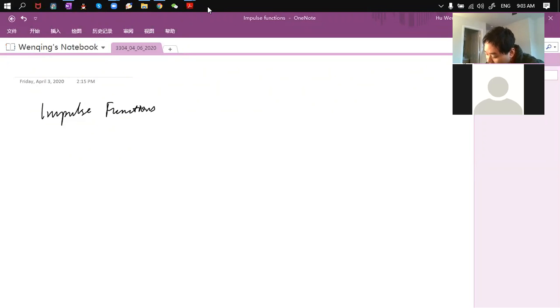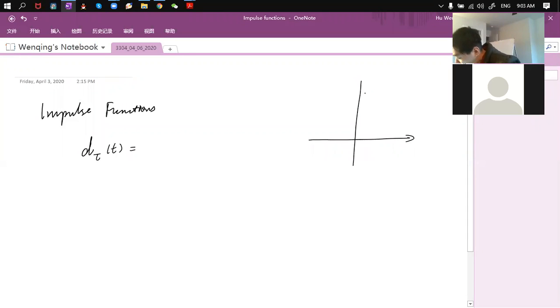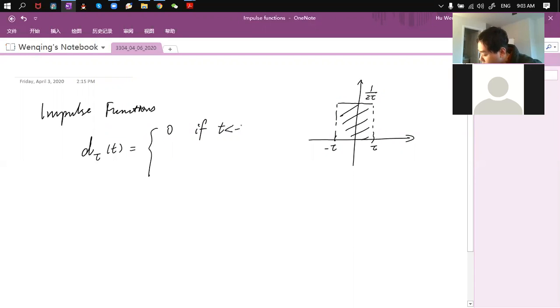So you started from d tau of t, right? The d tau of t is a function that goes from minus tau to tau with a unit impulse, so the height is 1/2 tau. So d tau of t is equal to 0 if t is less than minus tau or t is greater than tau, and it is equal to 1/2 tau if minus tau is less than or equal to t, which is less than or equal to tau. So we're considering this function.